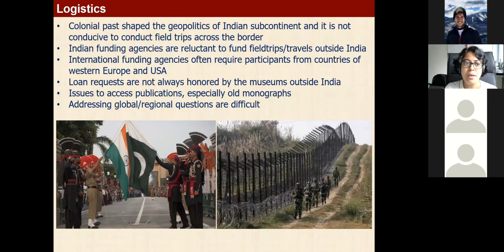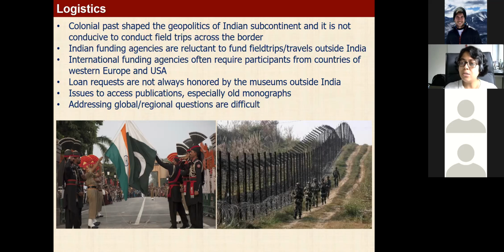Logistics is a big issue, and the colonial past makes it even more difficult. It shaped the geopolitics of the Indian subcontinent, and it's not conducive to conduct field trips across the border. So you might be familiar with the tension between India and Pakistan. In order to do a field trip in Pakistan, it's almost impossible for an Indian national. And very interestingly, it's quite okay for people from any other country to go and do the field trip in other parts of the Indian subcontinent.